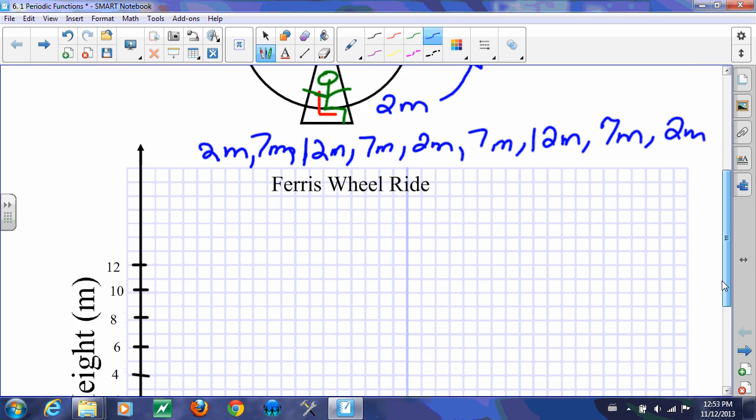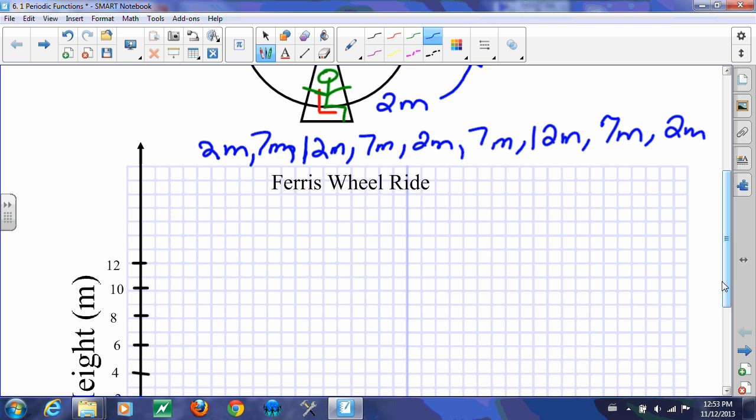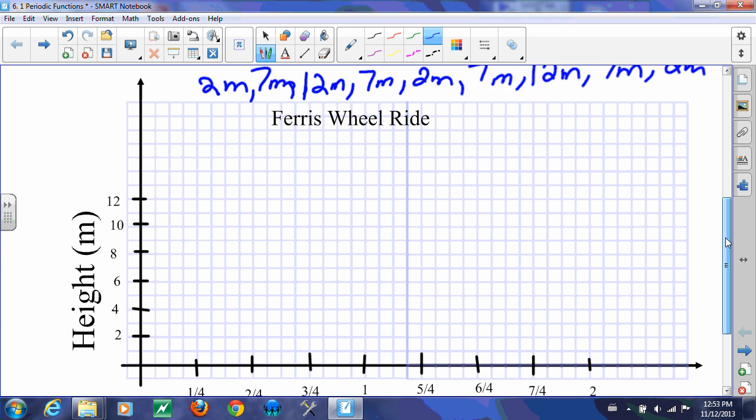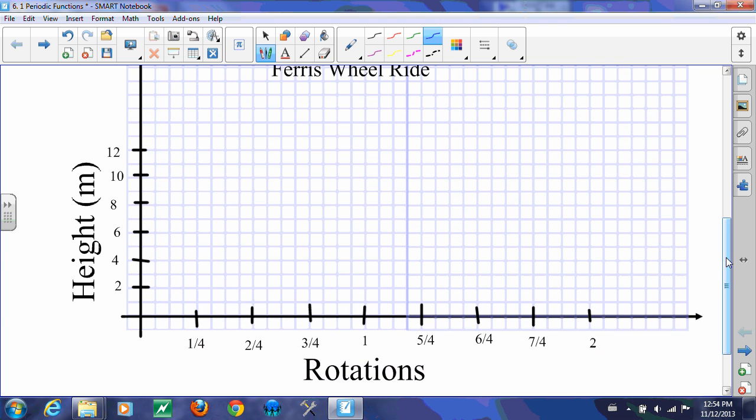What we realize is that there are repeating values, which shows some patterning. If I graph this data, I've got rotation: a quarter of the way around, and this is half, which means I'm at the top. When I'm 1 rotation down, I'm back at the bottom. When I'm at 6/4, I'm back at my top the second time. And when I've completed 2 complete rotations, I'm at the bottom, because that's where you get off.